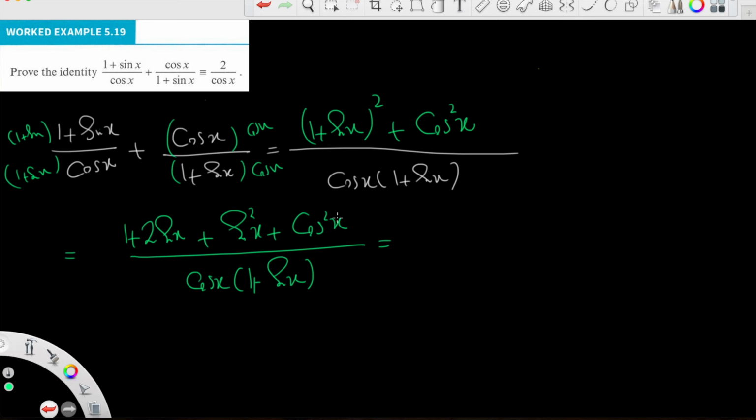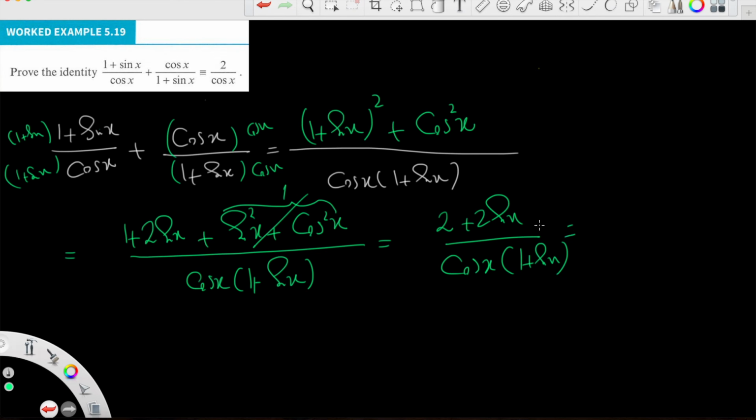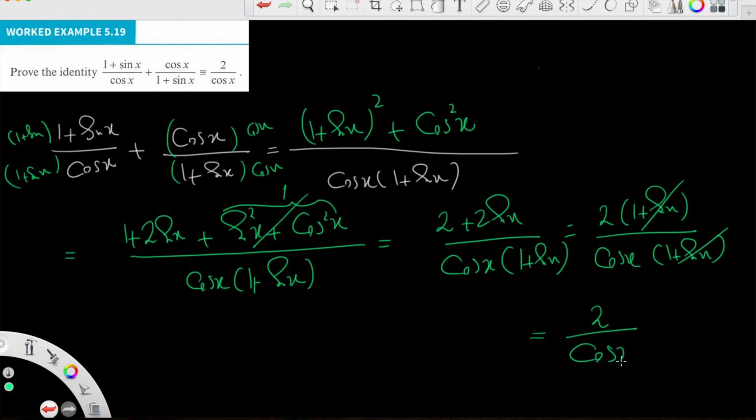So cosine squared plus sine squared is 1. So 1 plus 1 is 2, plus 2 sine of x, over cosine of x times 1 plus sine of x. You can factor 2 in the numerator: 2 times 1 plus sine of x over cosine of x times 1 plus sine of x. They cancel out each other. So it will be 2 over cosine of x. So the identity has been proved.